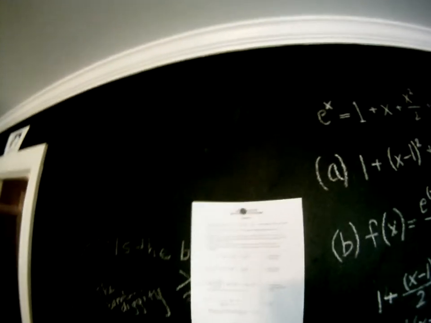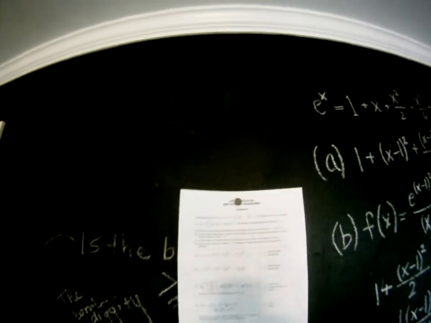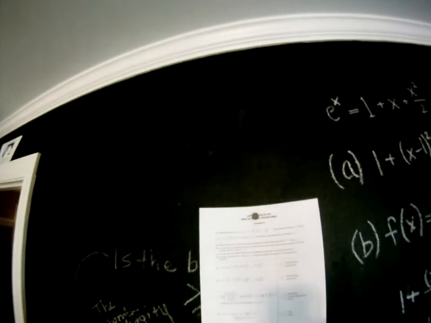Alright, here we have the AP Calculus BC 2009 question 6 free response. Now it gives you the Maclaurin series of e to the x, and it also gives you a function f of x equals (e to the (x minus 1) squared minus 1) over (x minus 1) squared. Part A asks you to write the first four non-zero terms and the general term of the Taylor series for e to the (x minus 1) squared about x equals 1.